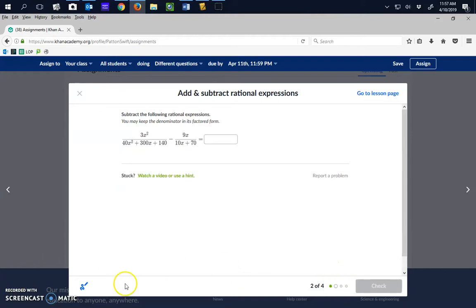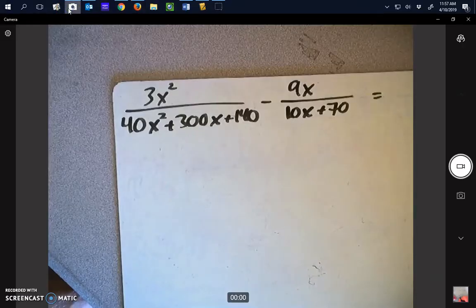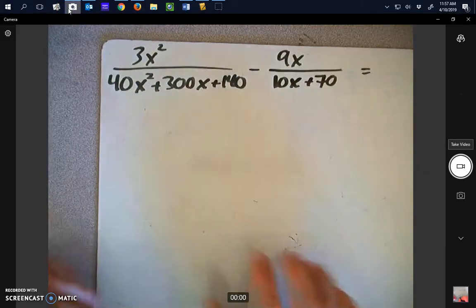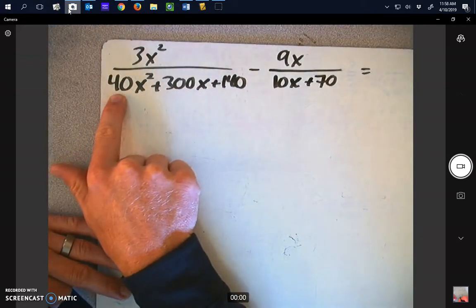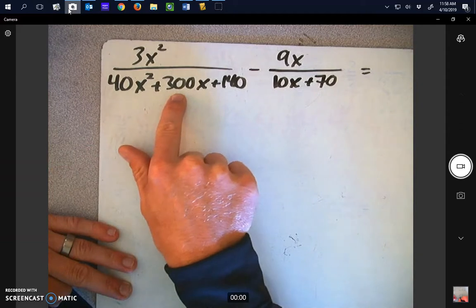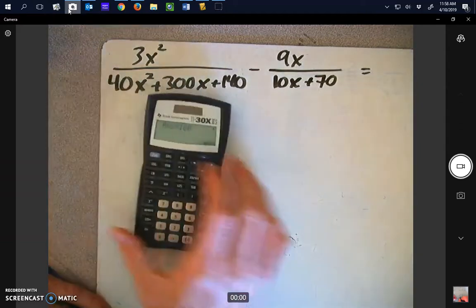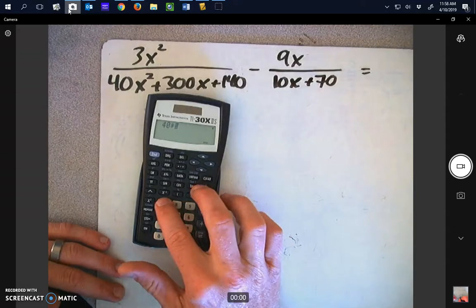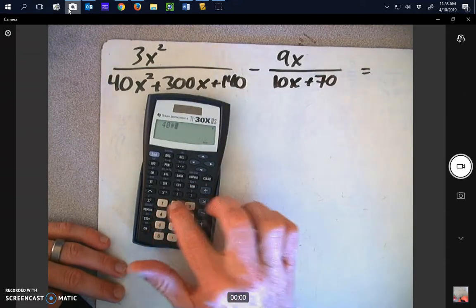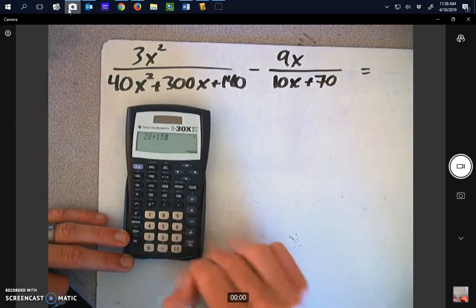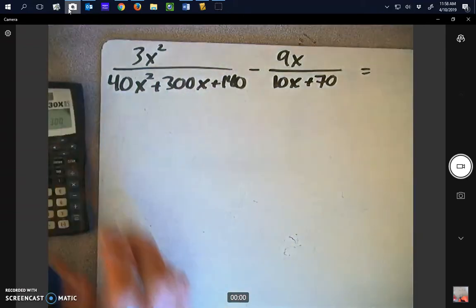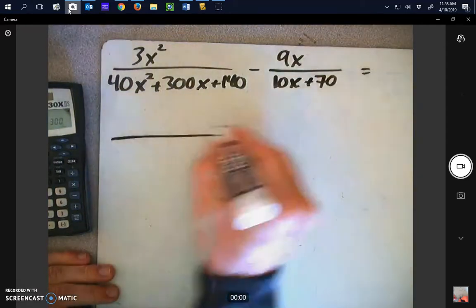All right, next question. Another subtraction problem. And once again, the denominator is different, so we will have to factor that too. I have the problem written already right here. So let's factor out, looking at this first term, it would be nice to factor out a 40. But if you look at the 300, 40 times 7 gets you 280, and 40 times 8 gets you 320. So we can't do 40, but we can do 20. 20 times 15 gets you 300. So we'll pull out 20 from the first one.